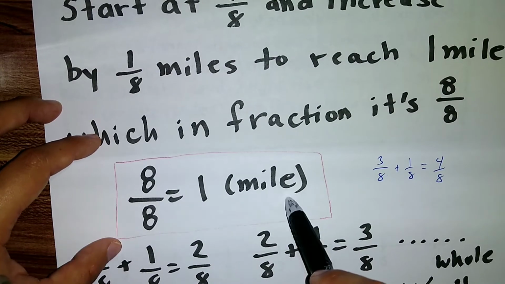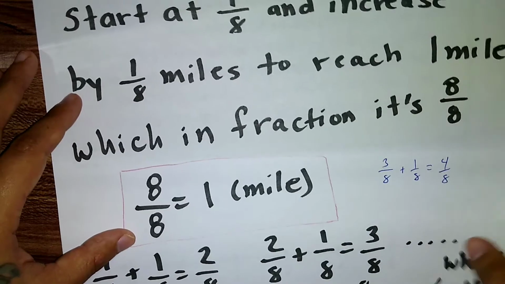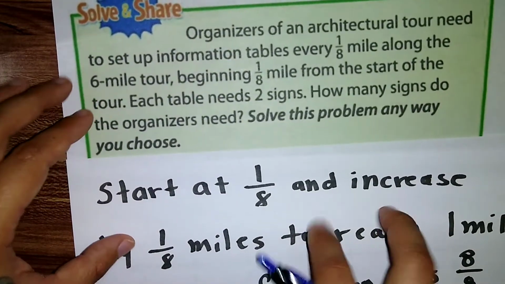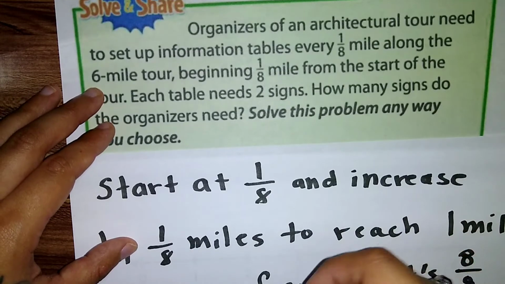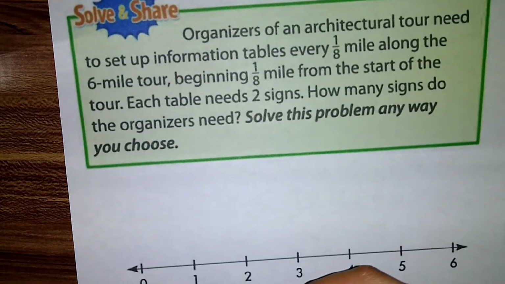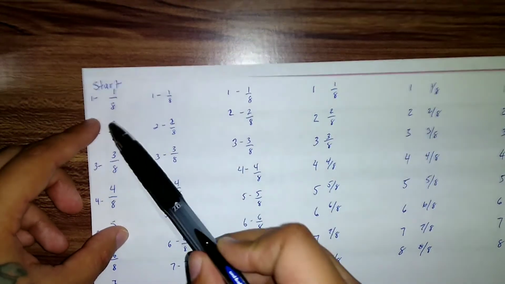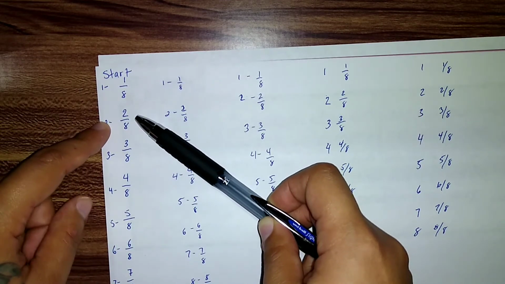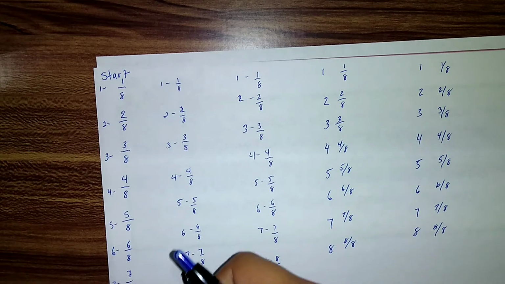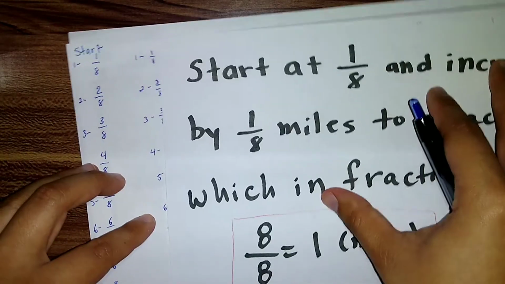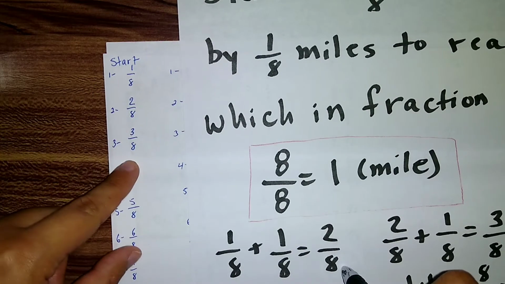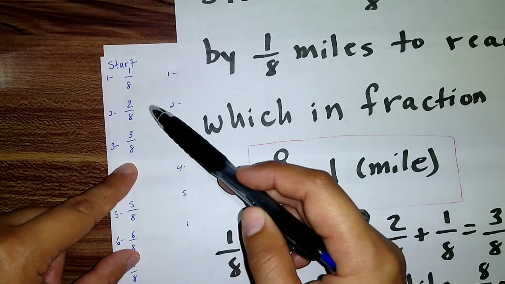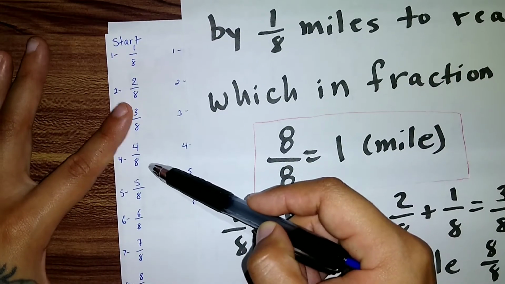Meaning that within 1 mile, they will need about eight tables. In between 1/8 and 1 mile, they would need about 8 tables. So I did another diagram to show the starting point at 1/8, and we start increasing by 1/8. So as I stated before in this image, 1/8 plus 1/8 is 2/8. We get 2/8 here. 2/8 plus 1/8, you get 3/8, all the way until you reach 8/8.